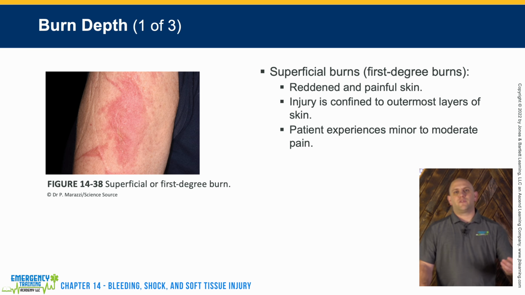There are different depths of burn that we look at. We have our first-degree burns, which is just normally described as our sunburns. This is a red, painful skin. It is only affecting the outermost layer of the skin. These can be mild to moderate pain. Most people have had some type of first-degree burn. Like I said, sunburns are a first-degree burn.